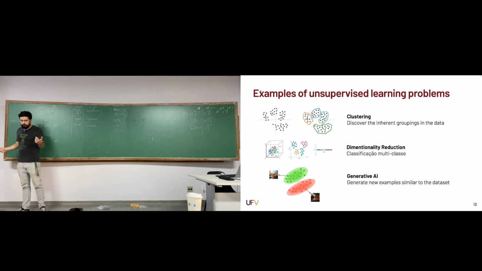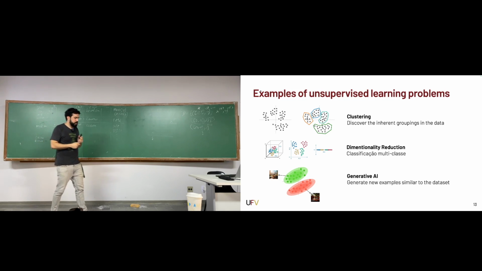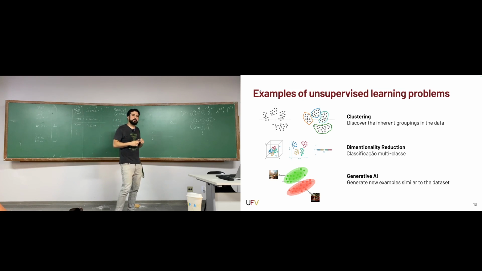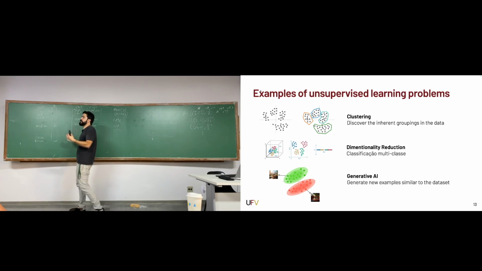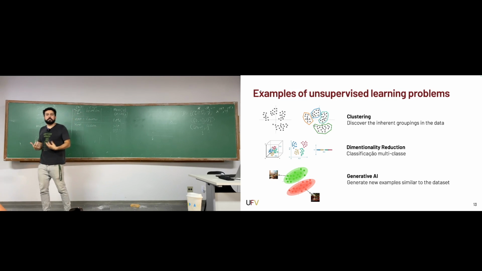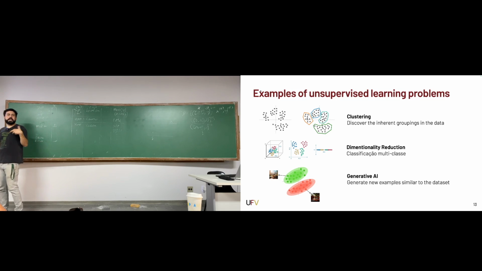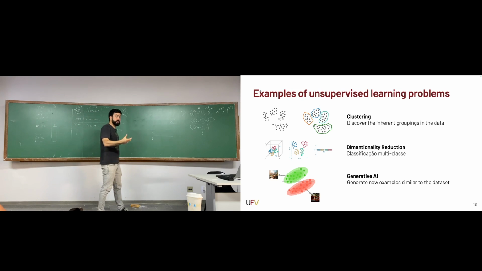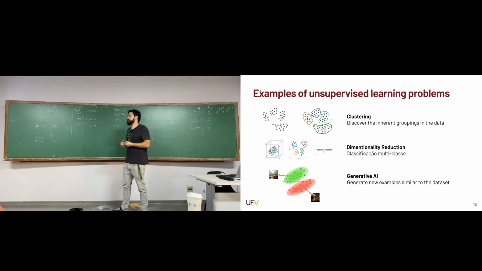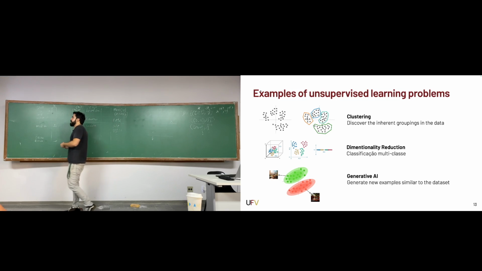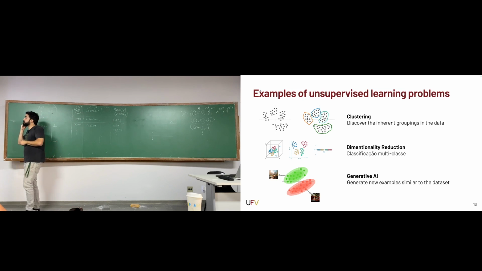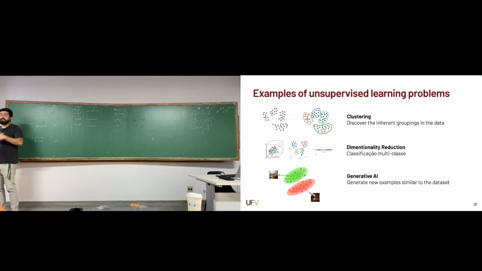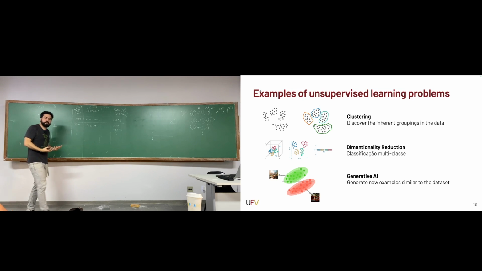And more recently, we have generative AI as another example of unsupervised learning problems. If you think about image generators, they learn distributions that could generate those examples. So you don't have labels. You just have the features, the images, and you learn a distribution that can generate examples that are similar to the ones inside your given data set.